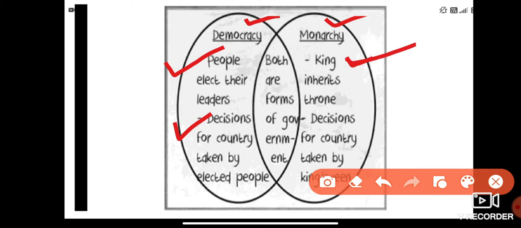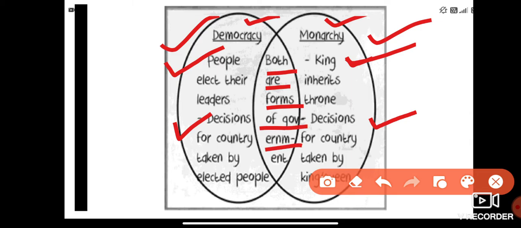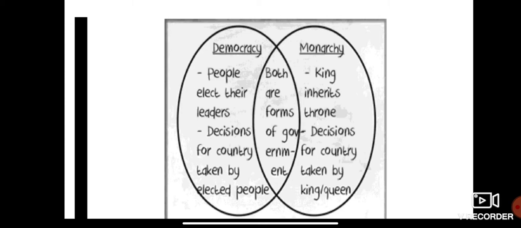Under the monarchical system, the king inherits the throne, and decisions for the country are taken by the king or by the queen. So this is the difference between democracy and the monarchical system. The similarity is that both are forms of government. Both democracy and monarchy are two separate forms of government. So that is the similarity between them.